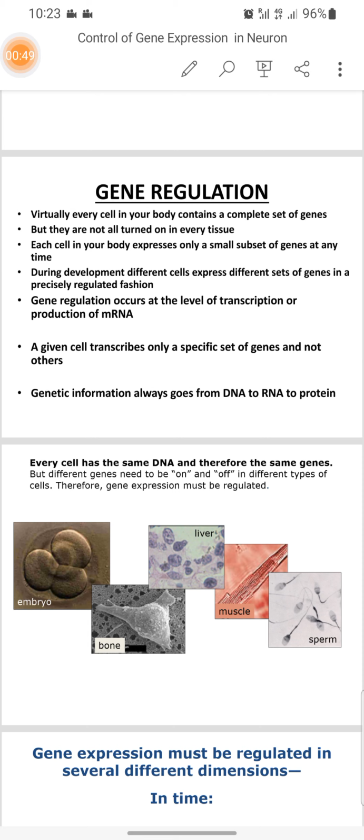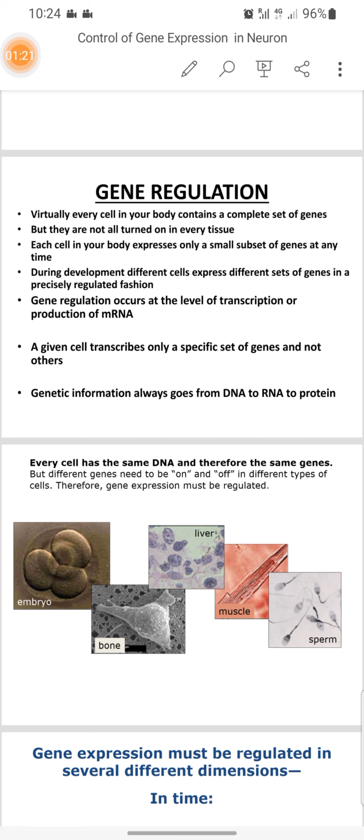During development, different cells express different sets of genes in a precisely regulated fashion. Gene regulation occurs at the level of transcription, or production of mRNA. For the proper transcription, for the central dogma, they regulate and they are active and they work very efficiently. A given cell transcribes only a specific set of genes and not others.